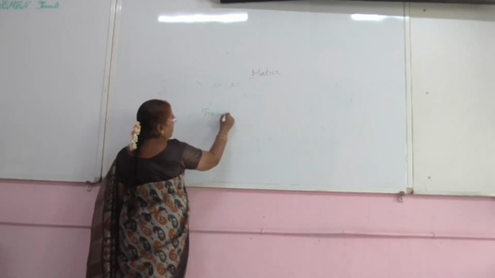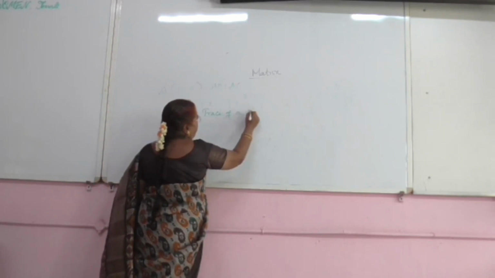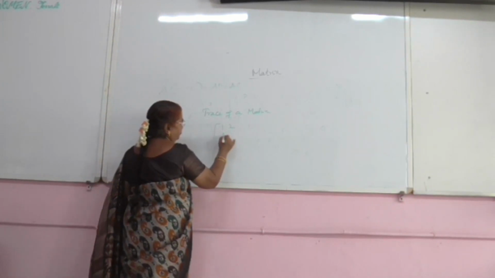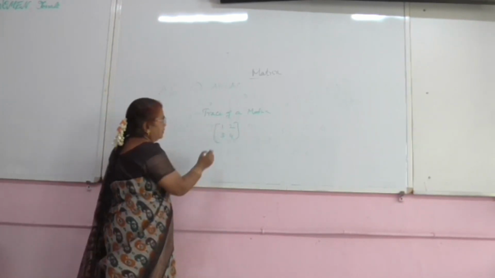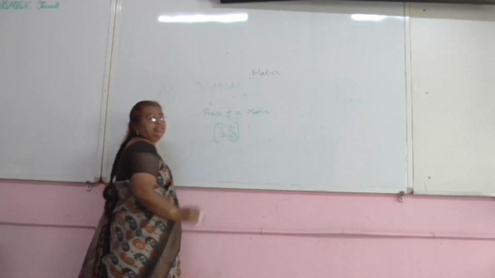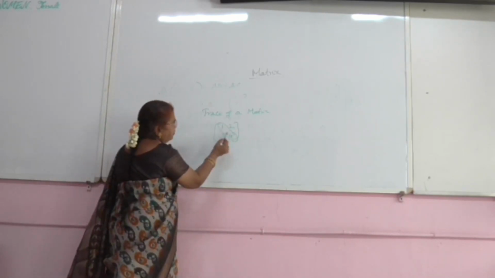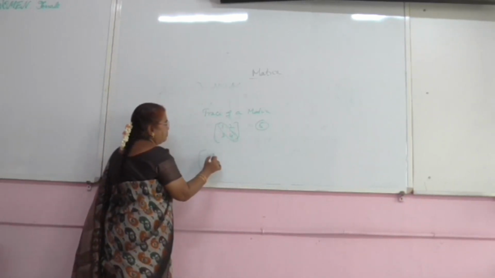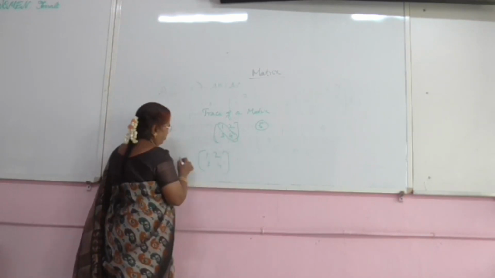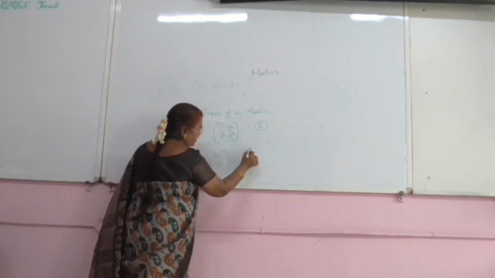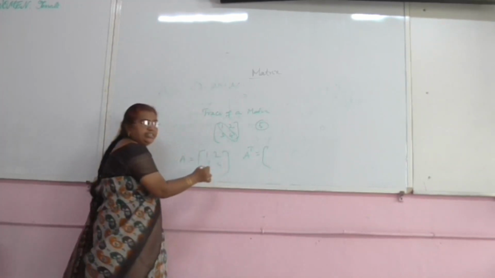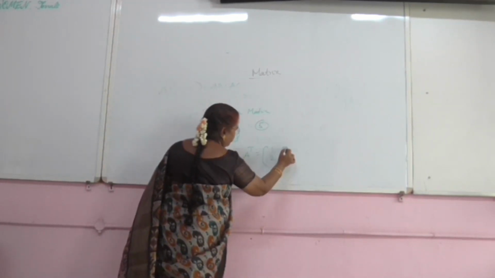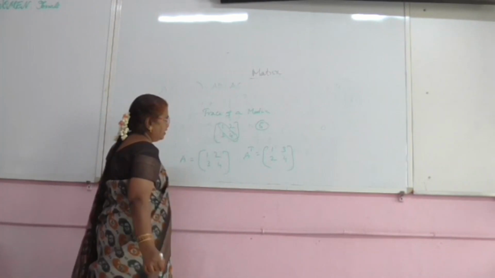Trace of a matrix. The sum of the diagonal elements is called the trace of the matrix. Here the trace of the matrix is 1 plus 4, 5. Next, suppose capital A equals 1, 2, 3, 4. Then we can write A transpose by interchanging the rows and columns. A transpose is 1, 3, 2, 4. This is called A transpose.